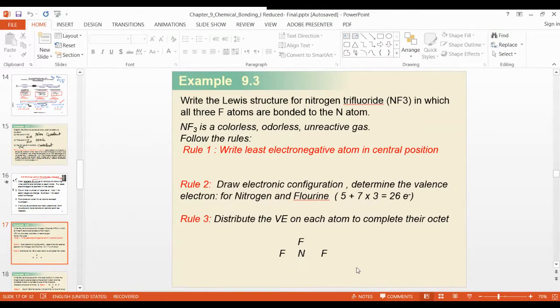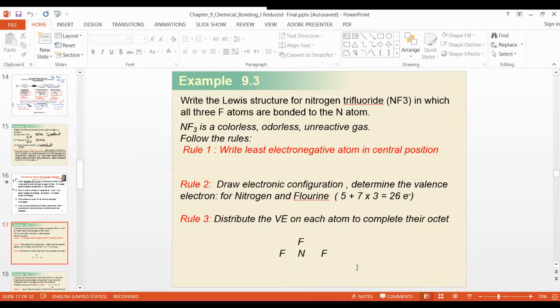All right. So these few points I have also written here: rule number 1, rule number 2, rule number 3. In the first case, you have to count the valence electrons according to the group. Total valence electrons: fluorine multiplied by 3 because there are 3 fluorines, so there is 21, plus 5. 5 is the fifth group of nitrogen, so it has 5 valence electrons. The total number of electrons is 26.